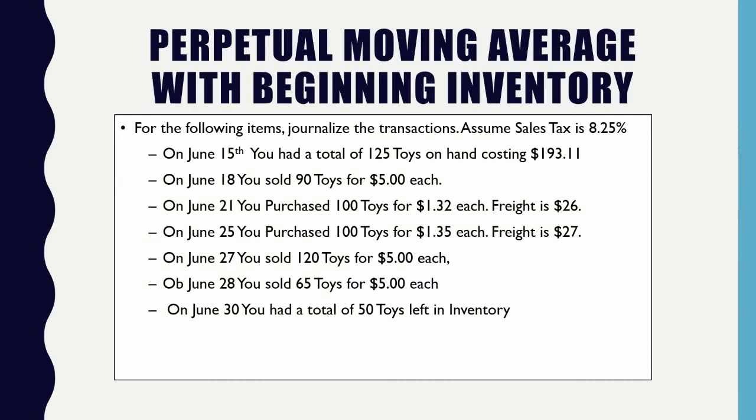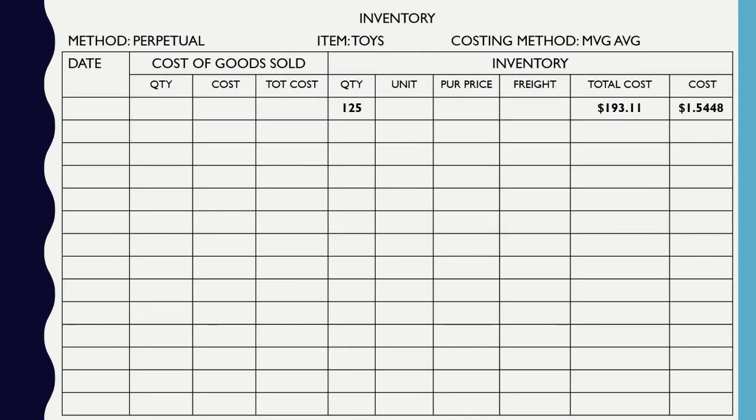So then what happens when we have beginning inventory, right? If on June 15 we had a total of 125 toys costing $193.11, straightforward, right? We carry our previous inventory that we solved from the previous worksheet and just carry it over to the new worksheet. So now I have 125 items available at $193.11.